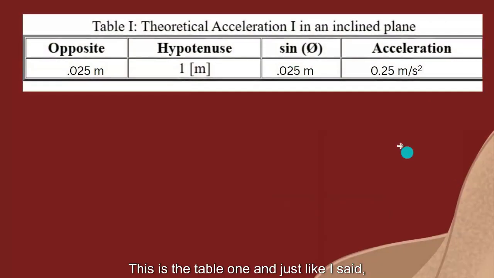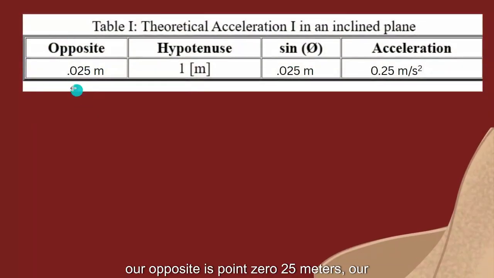This is Table 1, and just like I said, our opposite is 0.025 meters, our hypotenuse is 1 meter, our sine is 0.025, and our acceleration ended up being 0.25 meters per second squared.